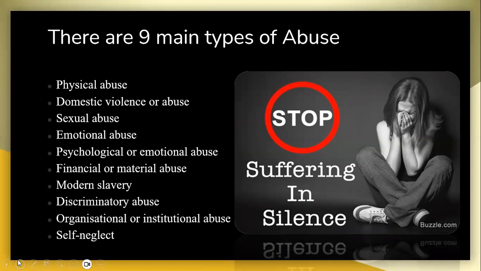There are nine main types of abuse. The first one is physical abuse. The second is domestic violence or domestic abuse. Third, sexual abuse. Fourth, emotional abuse. Fifth is psychological abuse. Emotional is emotional abuse by itself, but then we have psychological abuse, though some people usually refer to psychological as emotional, which is one and the same basically. Then financial or material abuse, modern day slavery, discriminatory abuse, organizational or institutional abuse, and self-neglect.